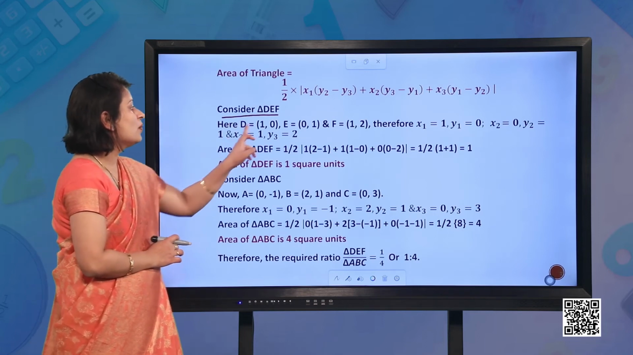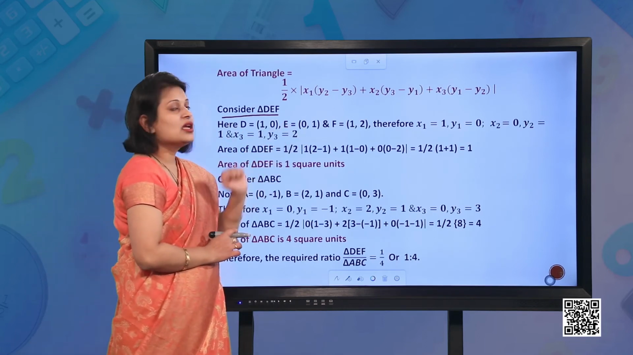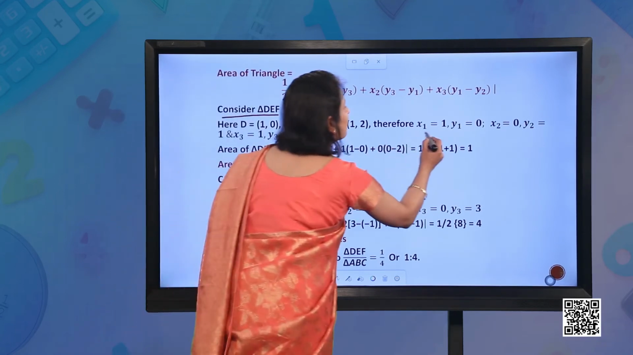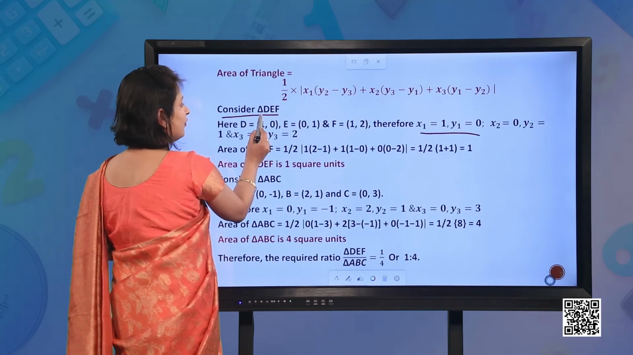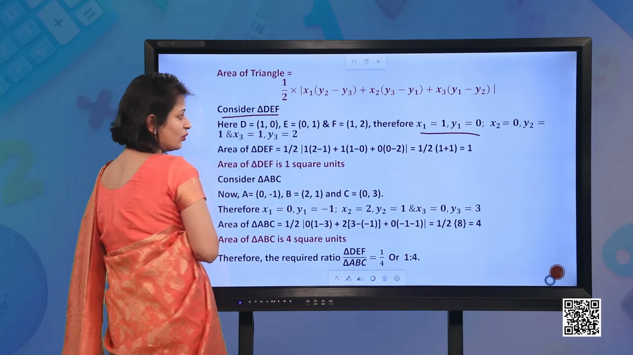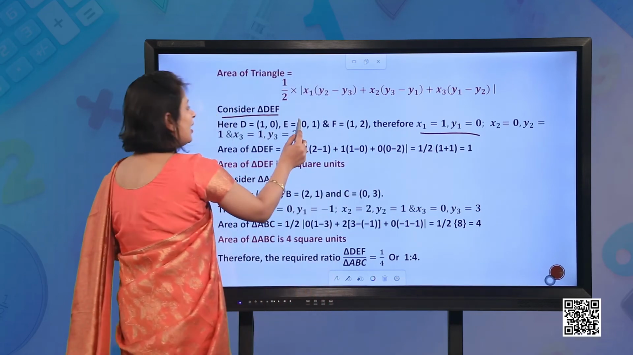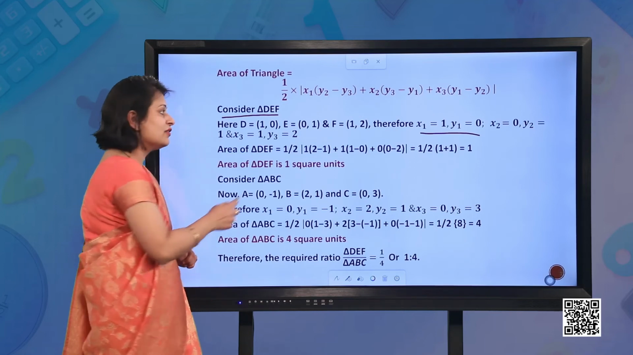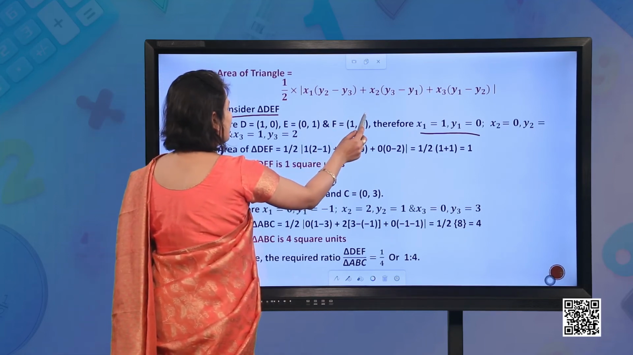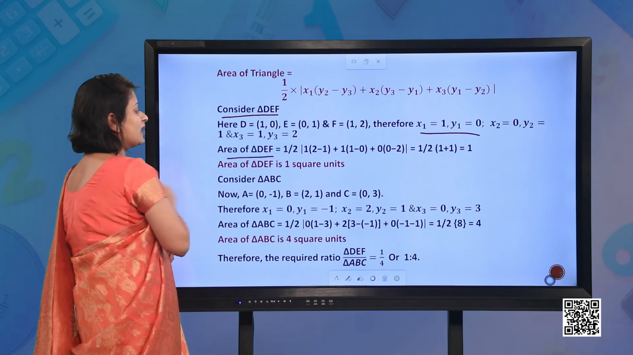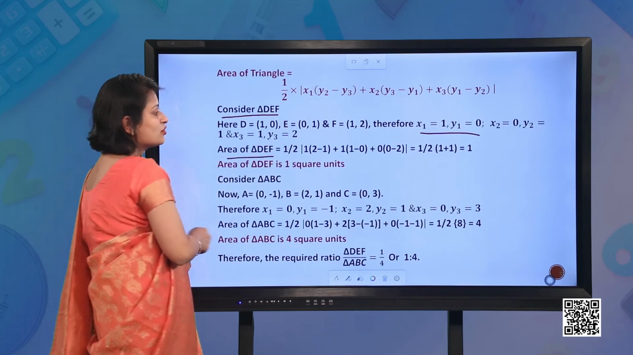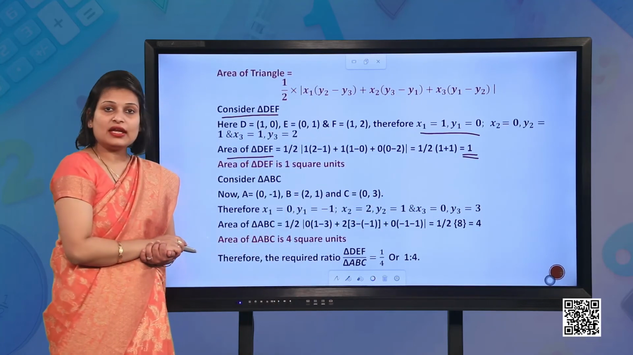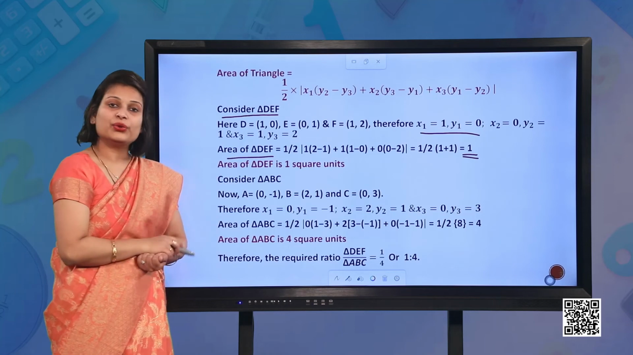Since D is (1, 0), E is (0, 1) and F is (1, 2). So, x1 will be 1, y1 will be 0. For x2, y2, x2 will be 0 and y2 will be 1. For x3, y3, x3 will be 1, y3 will be 2. So, for the area of triangle DEF, simply substitute the values, you will get 1. And area of triangle DEF will become 1 square unit.